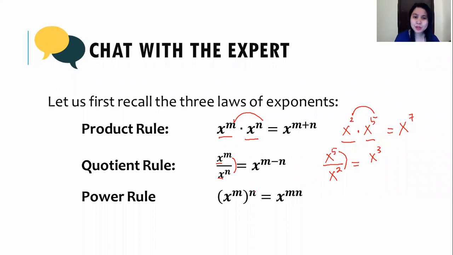Next, when an exponent is multiplied to another exponent, we simply multiply their exponents. Example, x cubed raised to the 5th power. We multiply both the exponents. So the answer is x to the power of 15.